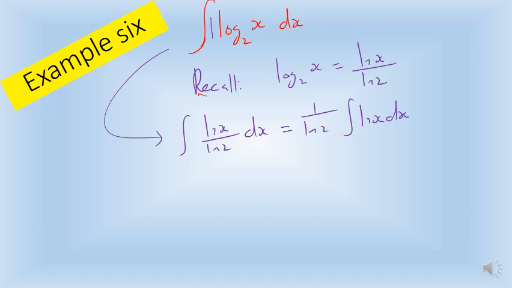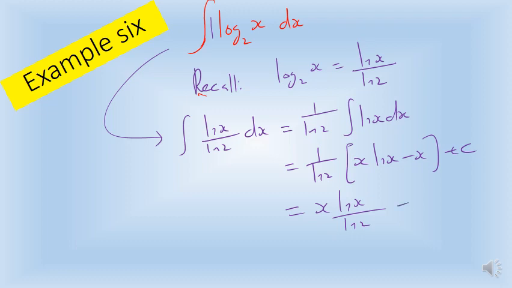And guess what? We know the integral of ln x. So we're going to have ln 2. The integral of ln x, remember, is x ln x minus x. Let's just throw in a constant there. So this becomes x ln x over ln 2 minus x over ln 2 plus a constant. Is that going too fast? Not really. Now have a look at this. Ln x over ln 2, what is that equal to? x log x base 2 minus x over ln 2 plus the constant.